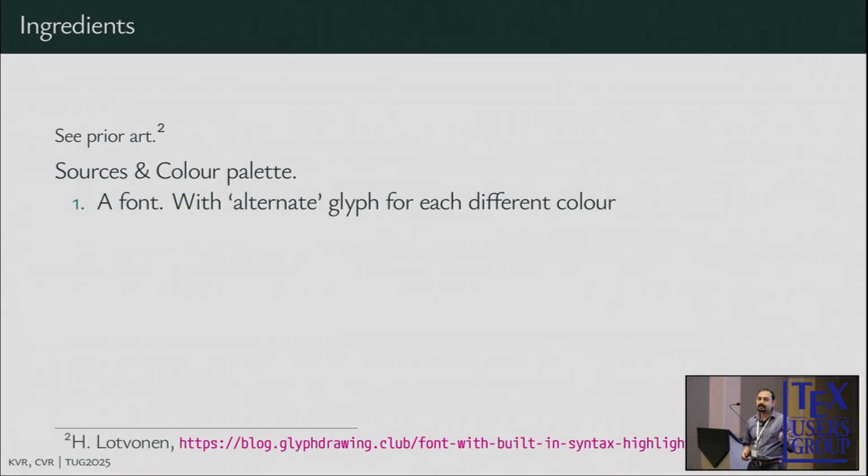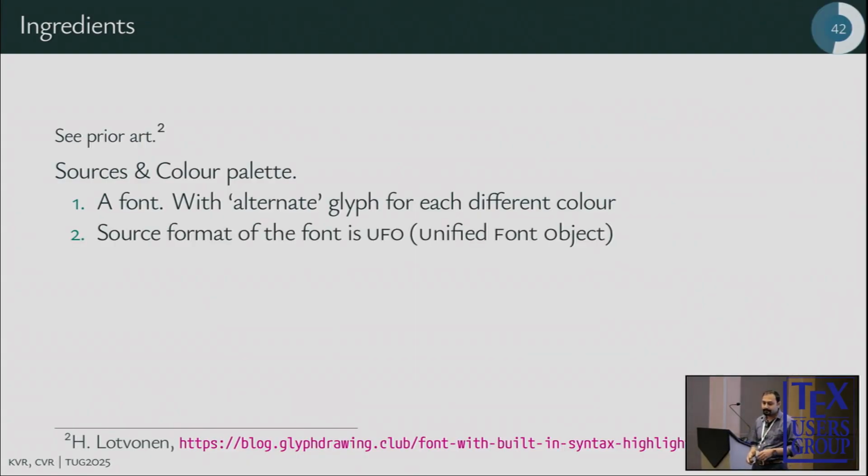Plus, each glyph which requires a different color needs to be duplicated. Fortunately, you don't have to redraw the whole glyphs again. OpenType has this feature of references to base glyph, so that cuts down the file size by a lot. And then you need a source file format.